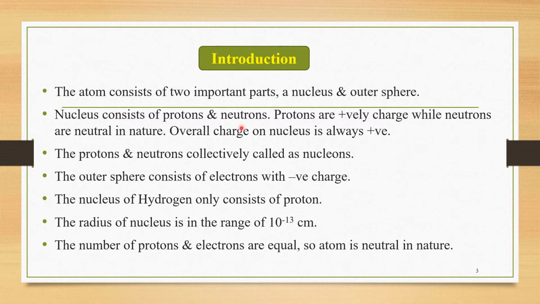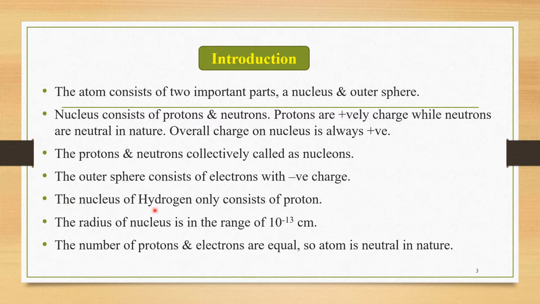The atom, we know very well, consists of two important parts, nucleus and outer sphere. Nucleus consists of protons and neutrons. Protons are positively charged, neutrons are neutral. So the overall charge on a nucleus is positive. The protons and neutrons are collectively called nucleons. The outer sphere consists of electrons having negative charge.